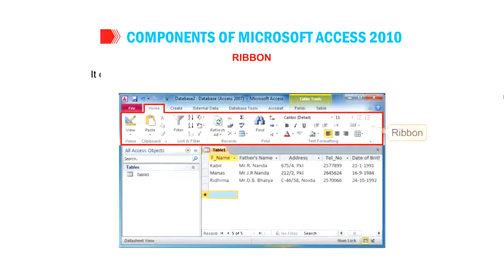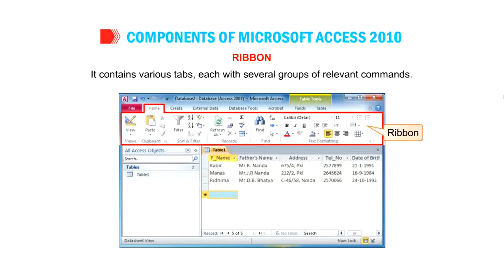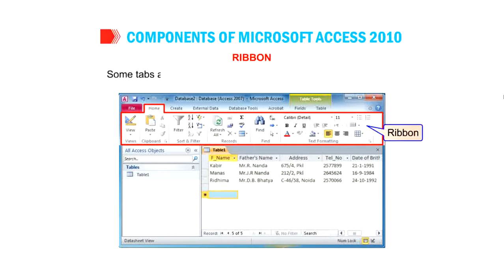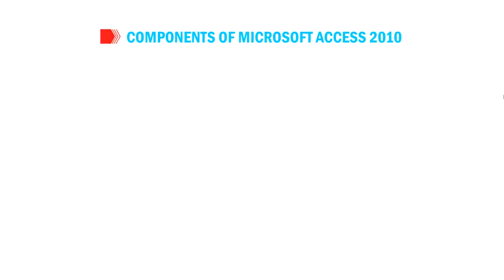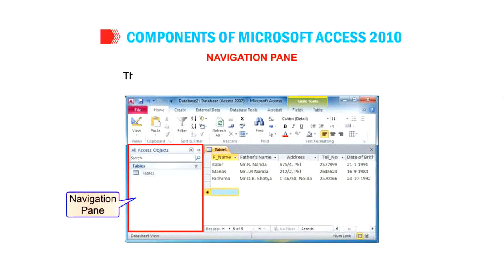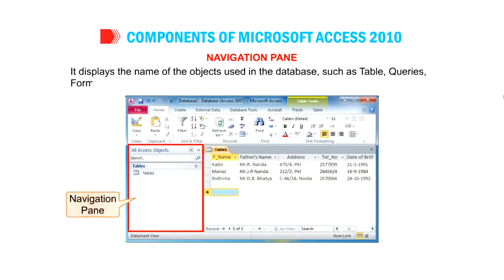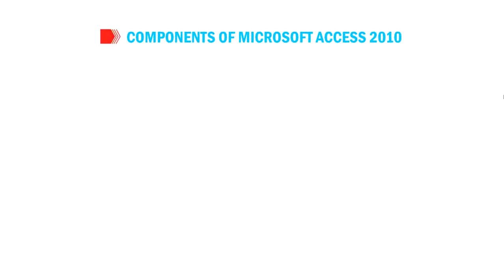Ribbon. It contains various tabs, each with several groups of relevant commands. Some tabs appear when you work with certain objects like forms. Such tabs are called contextual tabs. Navigation pane. This pane is present on the left side of the Access window. It displays the names of the objects used in the database such as tables, queries, forms, reports, etc.